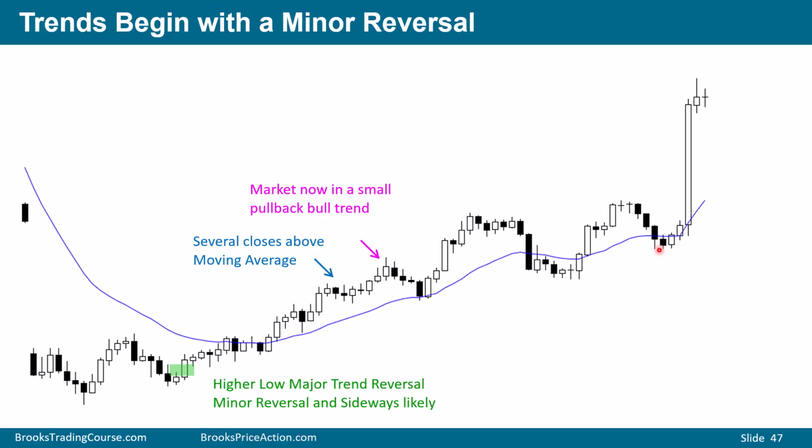Small pullback trends begin as bull legs in what will look like trading ranges. We have a trading range, and something important happens here.